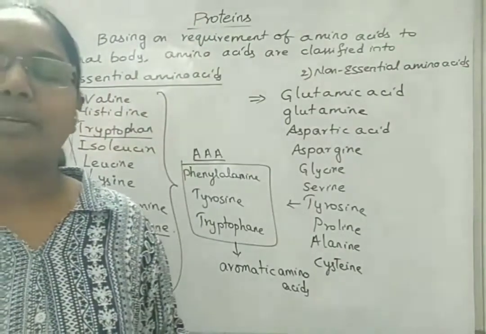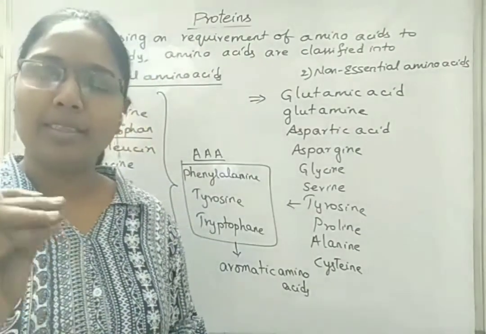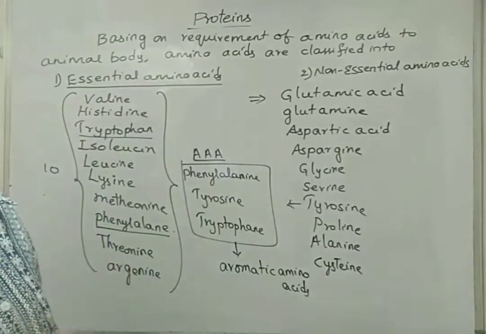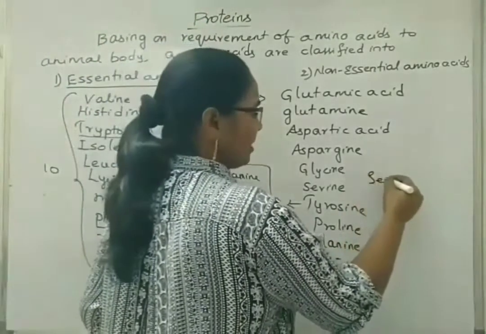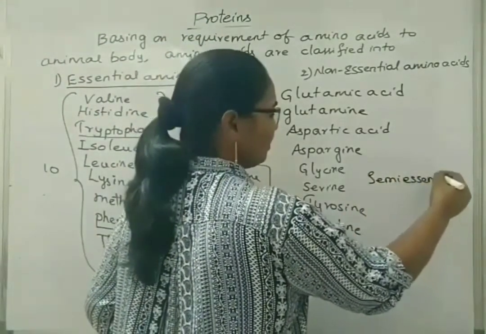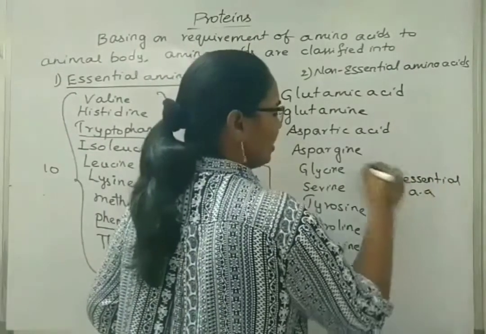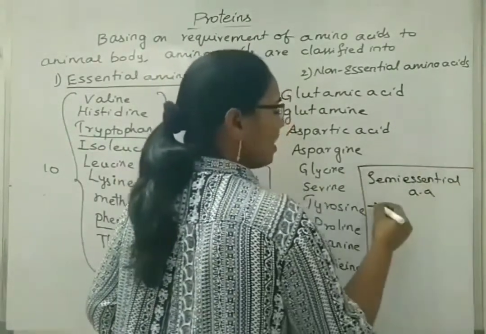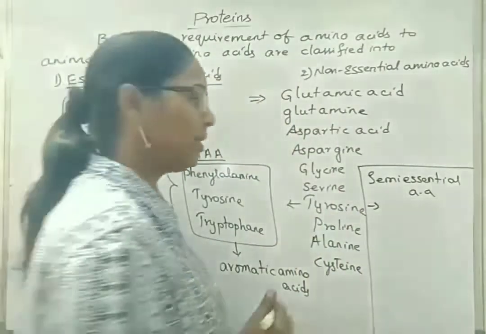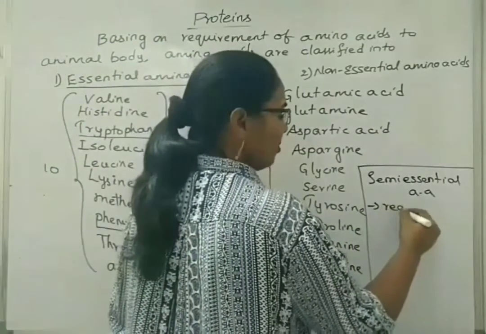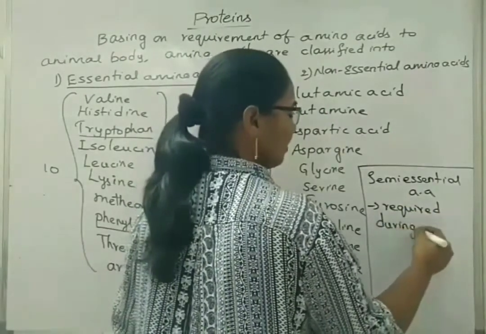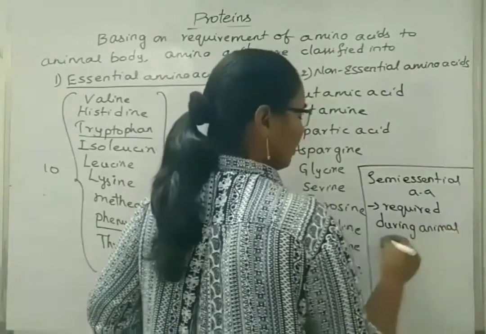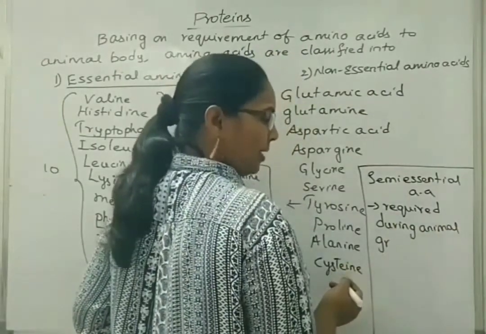There are some types of amino acids based on the requirement in the animal lifetime. These are also graded into semi-essential amino acids. What are these? These are required only in a few stages of the animal lifetime, meaning required only during animal growth, and also during the lactation period in females.